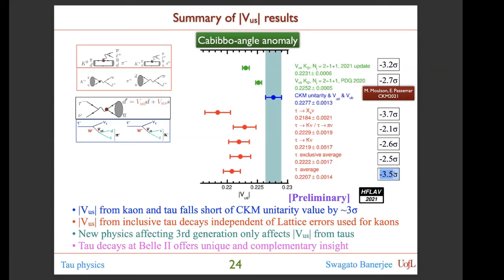So taus here actually have a very unique role, because the extraction from the inclusive tau decay is using a different kind of theoretical calculation than used in the kaon decays, which relies on lattice QCD. And of course, new physics that only affects the third generation will provide corrections to the V_us from taus. So the tau decays at Belle II thus offer very unique and complementary insight into the Cabibbo angle anomaly.